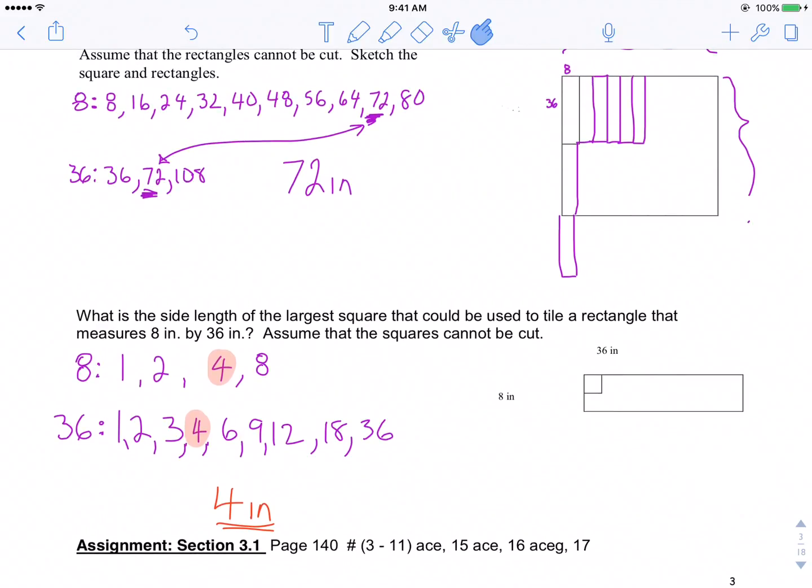Section 3.1 assignment at the bottom of the page there. Feel free to get started or save it for class, whichever you so choose.